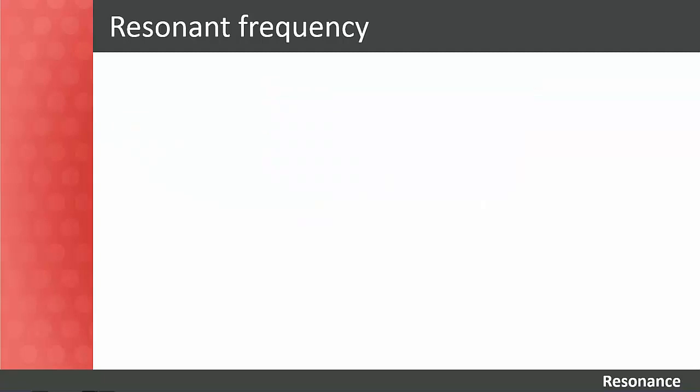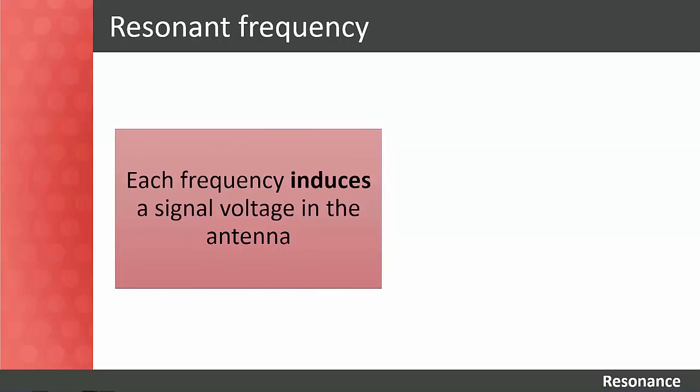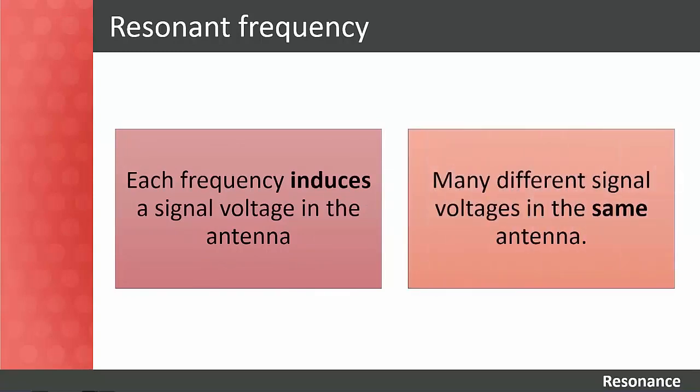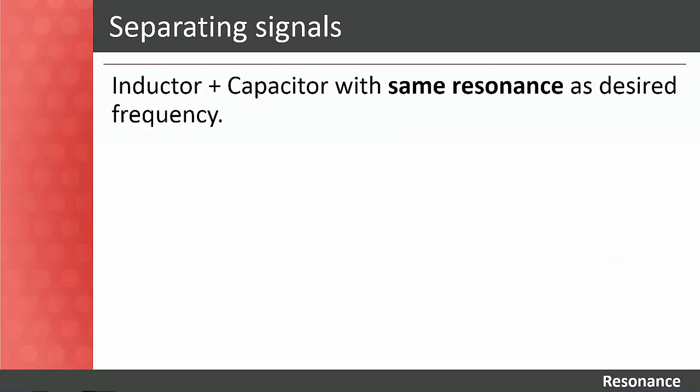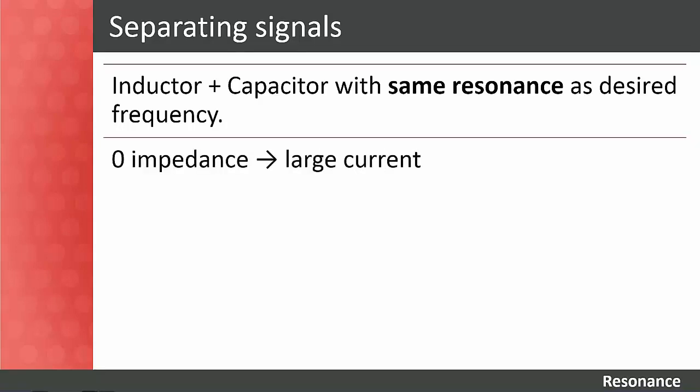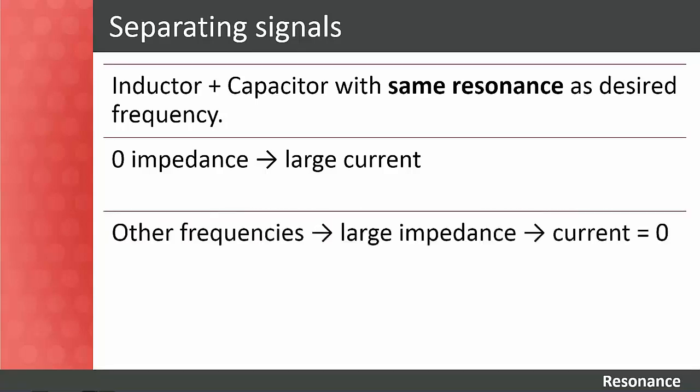Each different frequency induces a signal voltage in the antenna so that at any given time there may be many different signal voltages in the same antenna. So how can we separate the signal we want from the other signals? We can separate one frequency from the rest if we can find an inductor and capacitor combination which resonates at the same frequency as the one we are trying to separate. Only this frequency will encounter zero impedance and will therefore produce a large current. All other frequencies will encounter large impedances and the currents at these frequencies will be practically zero.